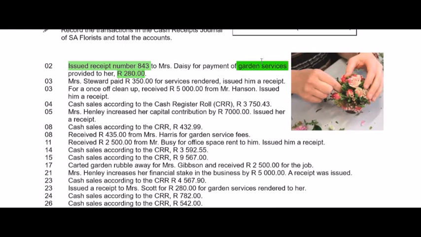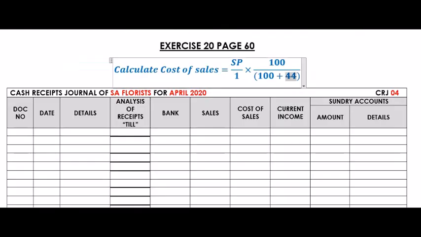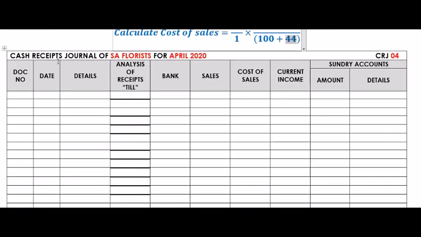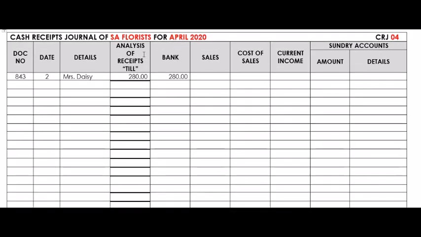Now, the reason why I highlighted garden services is because this needs to tell you immediately that the income we received will be current income. In the CRJ, it will look like this. The document was receipt number 843. The date was the 2nd. The details is Mrs. Daisy, because that's the customer's name. She paid us 280 Rand and it's the only transaction that takes place on this day. So you can draw your line in analysis of receipts, and you can put the 280 Rand into your bank account. I just want to quickly recap the analysis of receipts column with you.